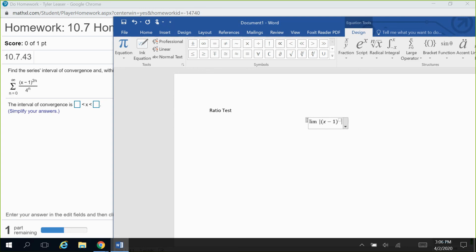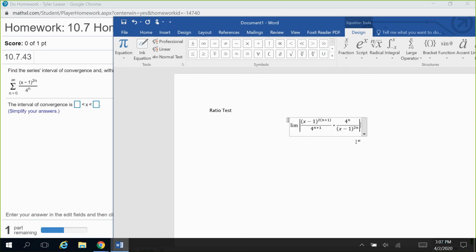The n plus 1 term you have to be a little bit careful about because you are going to have to distribute that 2 into the exponent up top, divided by 4 to the n plus 1. So instead of dividing, I'm just going to go ahead and multiply by the reciprocal. Dividing by the nth term is the same thing as multiplying by the reciprocal of the nth term, so 4 to the n divided by x minus 1 to the 2n.